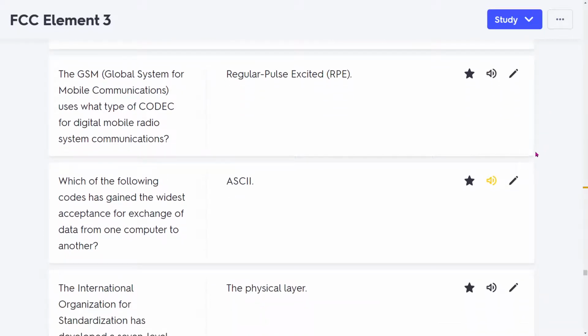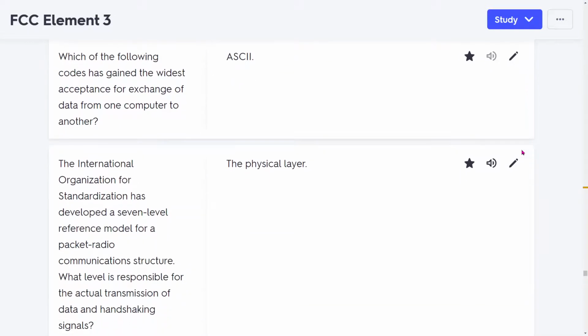Which of the following codes has gained the widest acceptance for exchange of data from one computer to another? ASCII. The International Organization for Standardization has developed a 7-level reference model for a packet radio communication structure. What level is responsible for the actual transmission of data and handshaking signals? The physical layer.